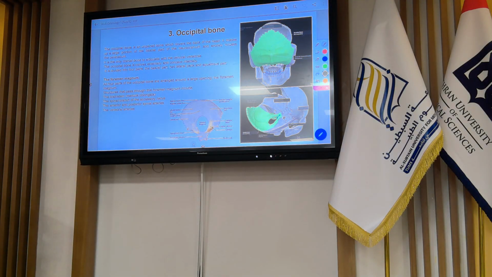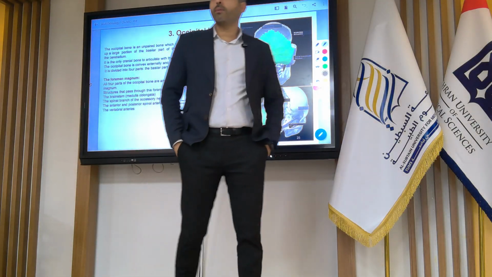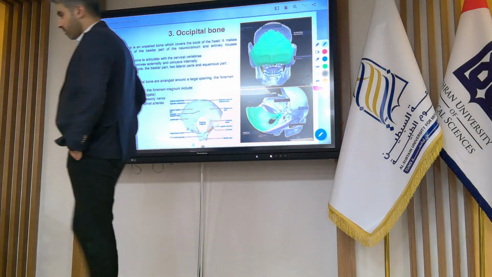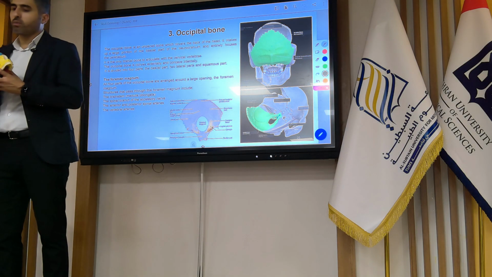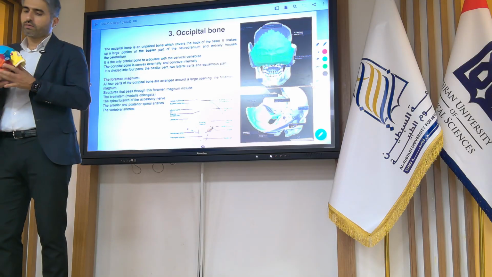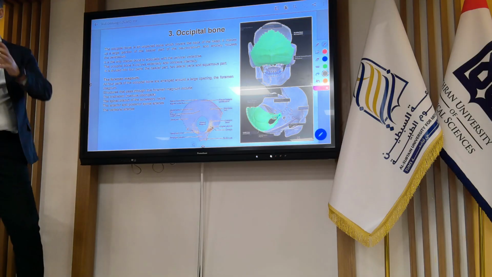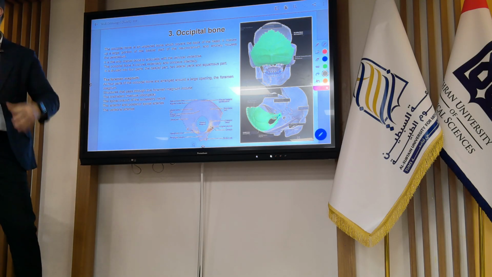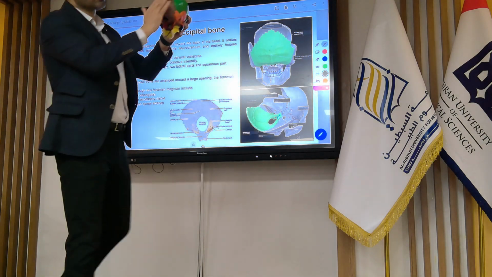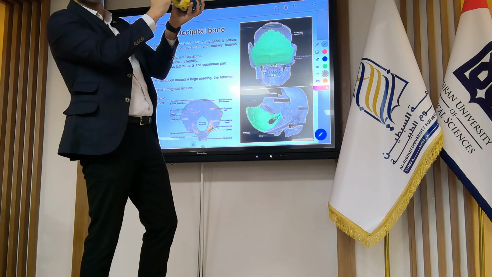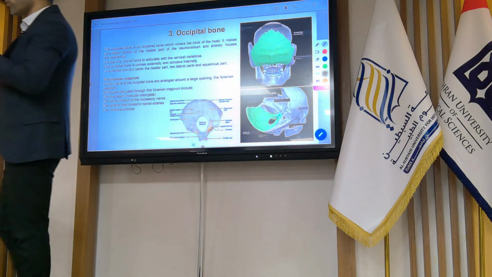Occipital bone. Occipital bone again is a single bone. Where is the location of the occipital bone? Look at here. It's like this. Not just posterior, also in the base. Posterior and base. This is occipital bone. It's in the posterior side of the skull and also in the base of the skull. Is very obvious. And the landmark of this bone is foramen magnum.